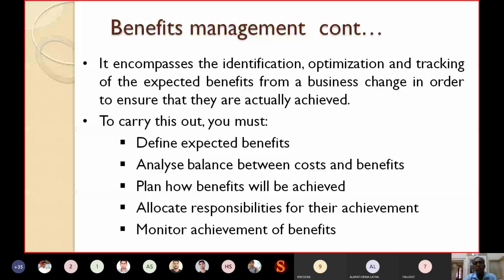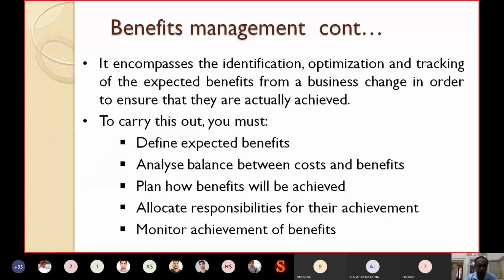Previously it was manual. Now you have completely automated it. So you have already prepared a plan. You have expected what the benefits could be. And after implementation of this automated system, by replacing the manual system, you are getting the benefits that you expected earlier. So this can be done using benefits management. It encompasses the identification, optimization, and tracking of the expected benefits from a business change in order to ensure that they are actually achieved.